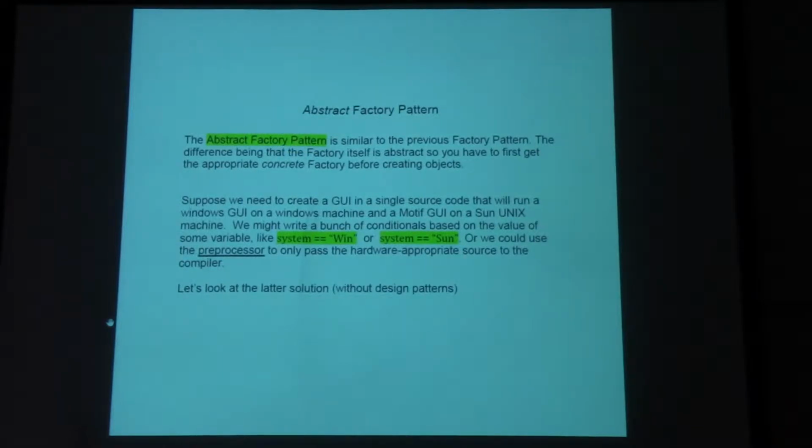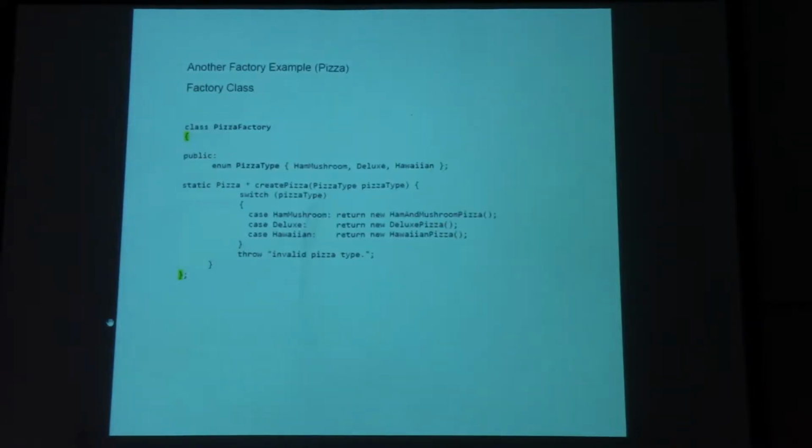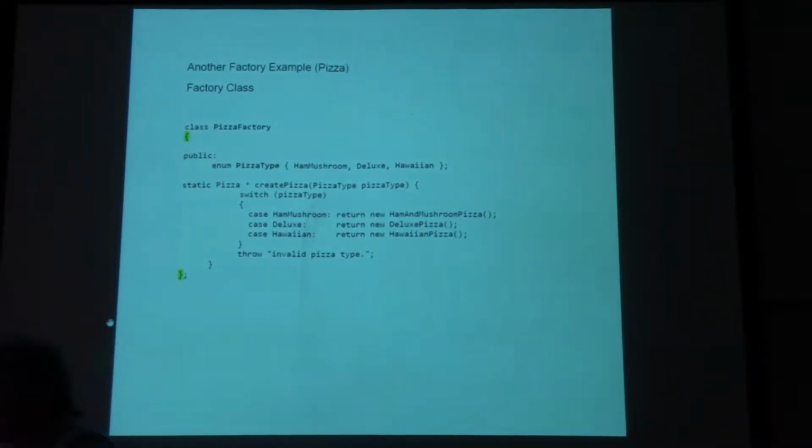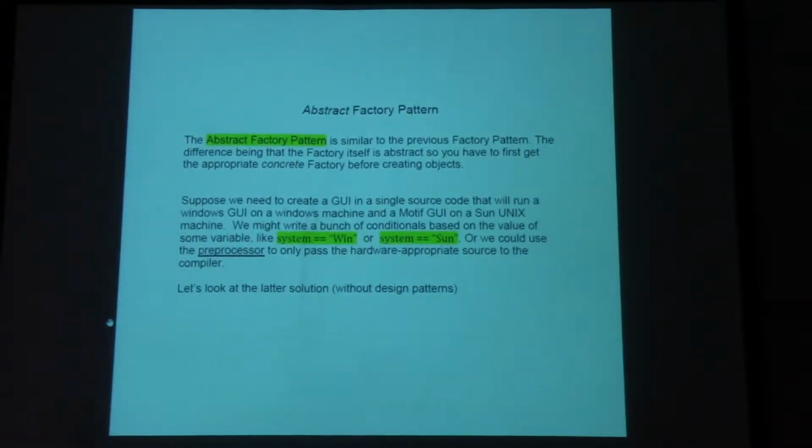pattern. Okay, so now we want to talk about the abstract factory pattern. And the difference here is that the factory itself, whereas here in the pizza factory, notice that this class was a concrete class. It was actually building objects, constructing objects. So in our abstract factory examples that we're going to look at, the factory itself will be an abstraction.